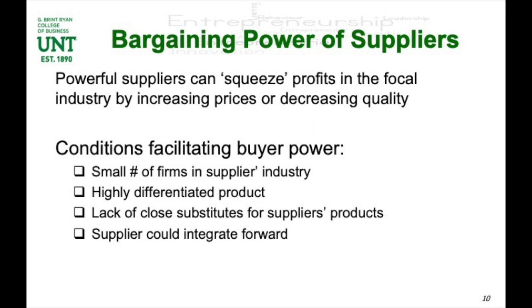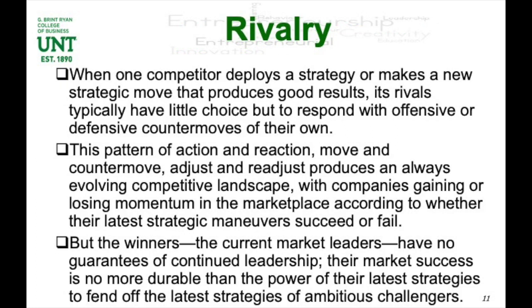Lack of close substitutes for the supplier's products. That means that you could not switch to another company in a different industry to do a very similar thing. That would give them more power. And also, if the supplier could just produce or do whatever your function in the supply chain is on their own, right? They could just take your spot, right, and make the product. That's going to give them a little bit more power. Okay, now let's talk a little bit about competitive rivalry.